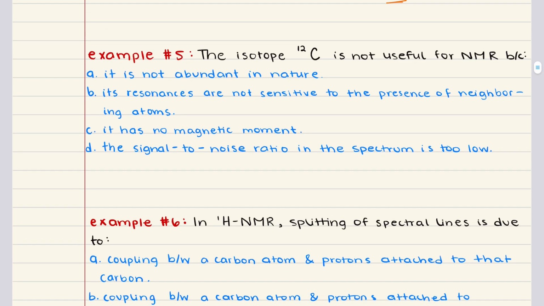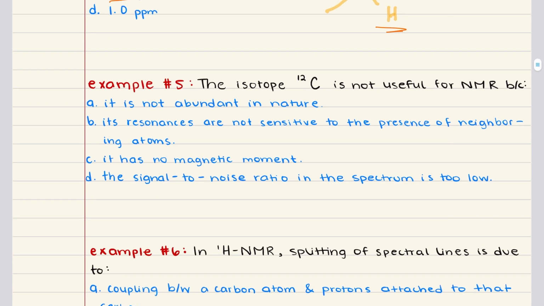5 says the isotope carbon-12 is not useful for NMR because blank. A says it is not abundant in nature. B says its resonances are not sensitive to the presence of neighboring atoms. C says it has no magnetic moment. And D says the signal to noise ratio in the spectrum is too low.